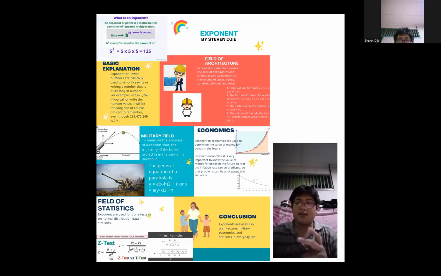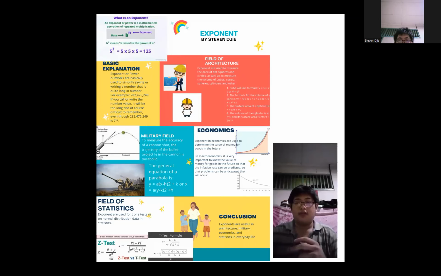There are many applications of exponent numbers in the field of life. Of course, we will not discuss all of them one by one. Some examples of the application of exponent numbers are as follows in my poster. As you can see, there are some fields I put in my poster: the field of architecture, military field, economics field, and field of statistics. I will explain from the field of architecture.